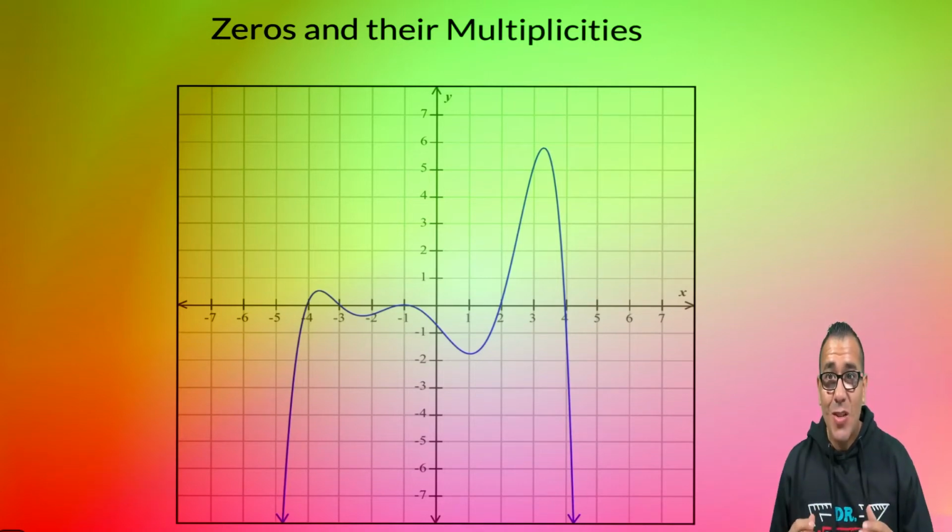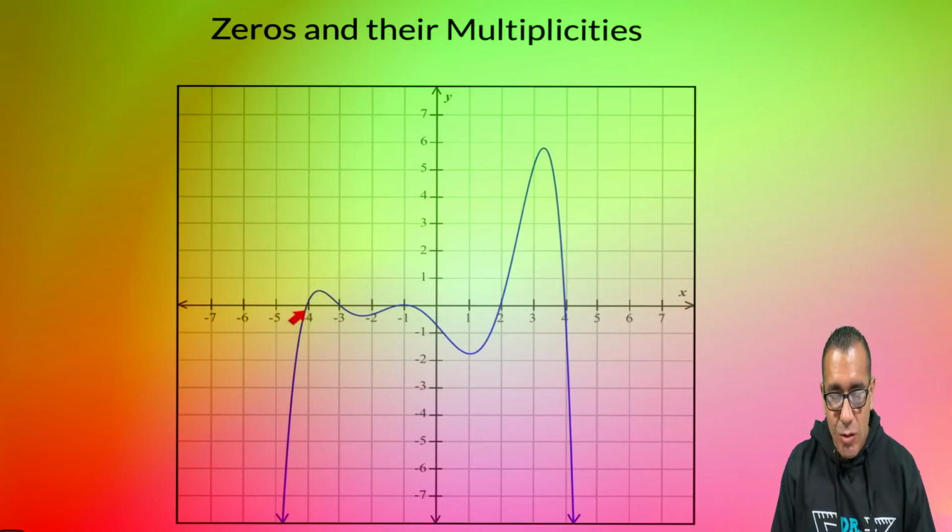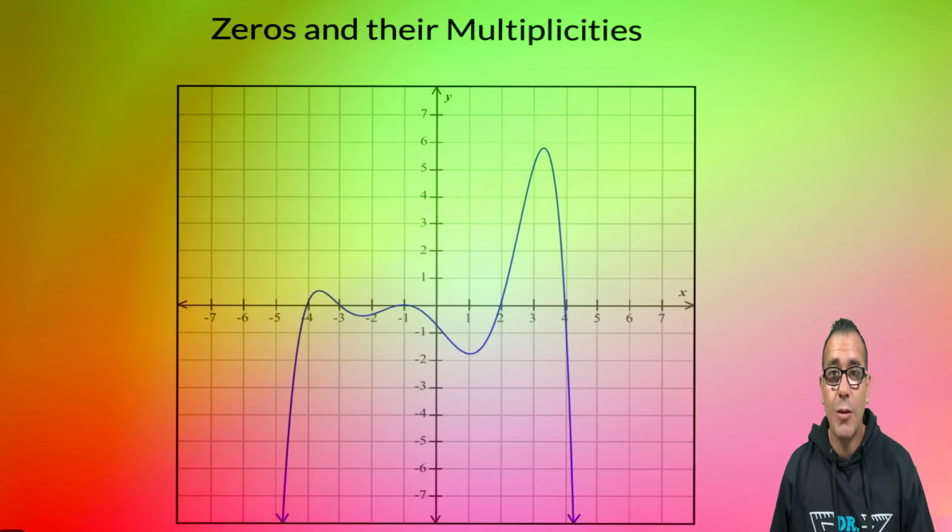Today we're going to talk about zeros and multiplicities. All right, so let's dive in here. Just before we begin, remember, zeros are really our x-intercepts. So we can see at -4 we have a zero, at -3 we have a zero, at -1 we have a zero, at 2 we have a zero, and at 4 we have a zero.